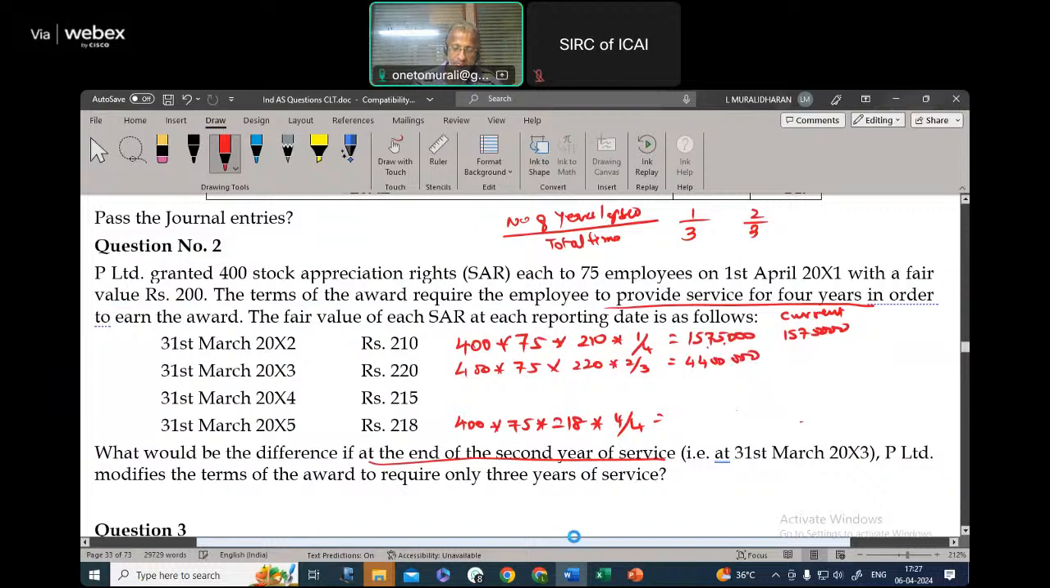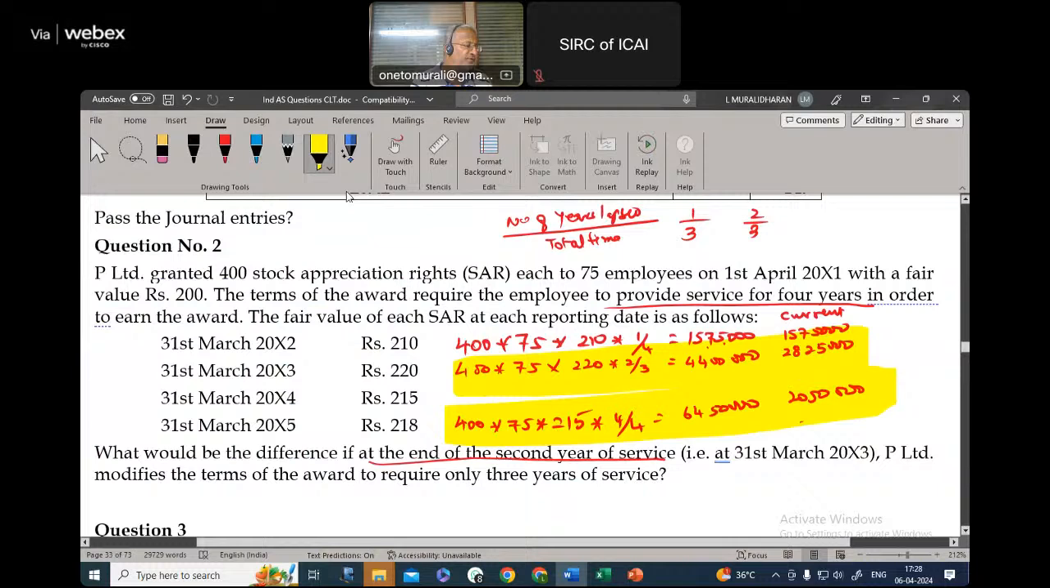4,400 minus 1575,000. So this comes to 2825, and by 215, 400 into 75 into 215, which is 6450 minus 44 lakhs, which is equal to 20 lakhs and 50,000. So these are the changes that you can be expecting.